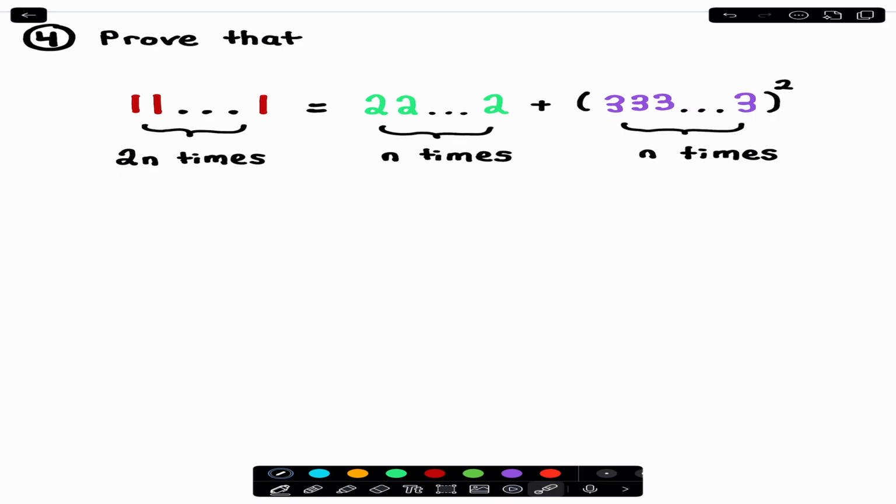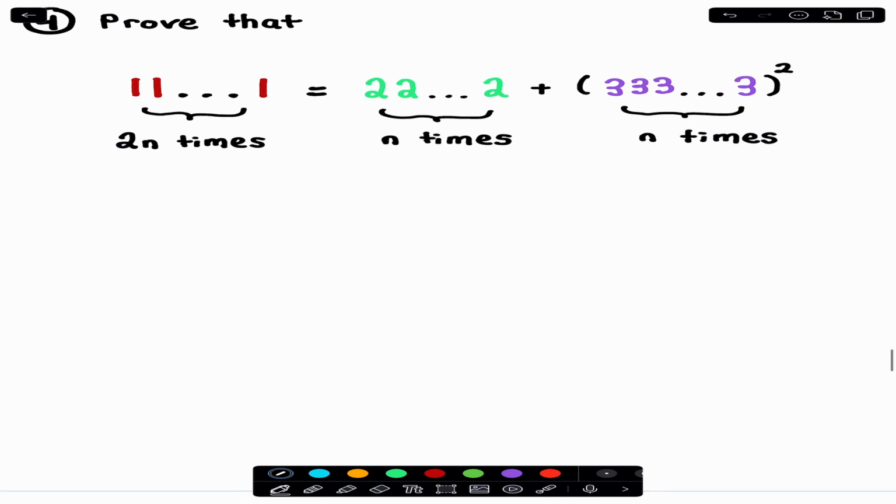So the rep unit that repeats itself 2n times is equal to a bunch of 2's repeated n times plus a bunch of 3's repeated n times, and then we take that whole thing and square. And I would say this is the perfect example of a problem that certainly looks a lot harder than it actually is. So let's jump straight into the proof.